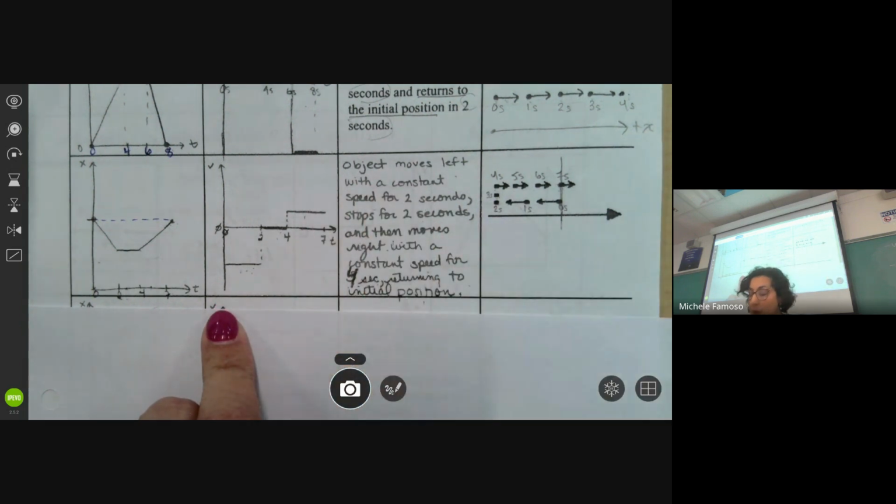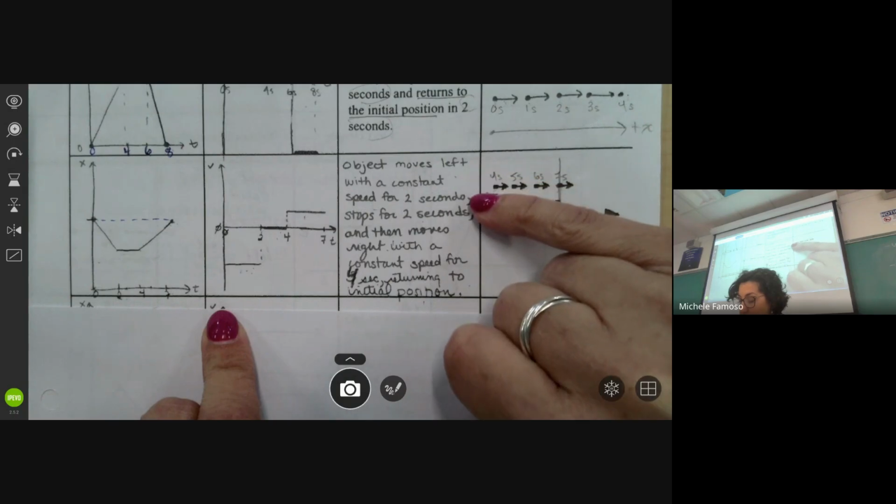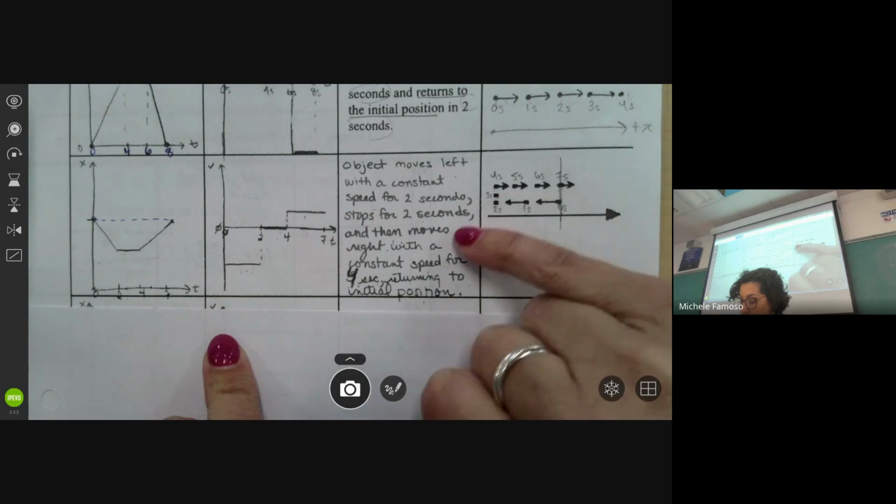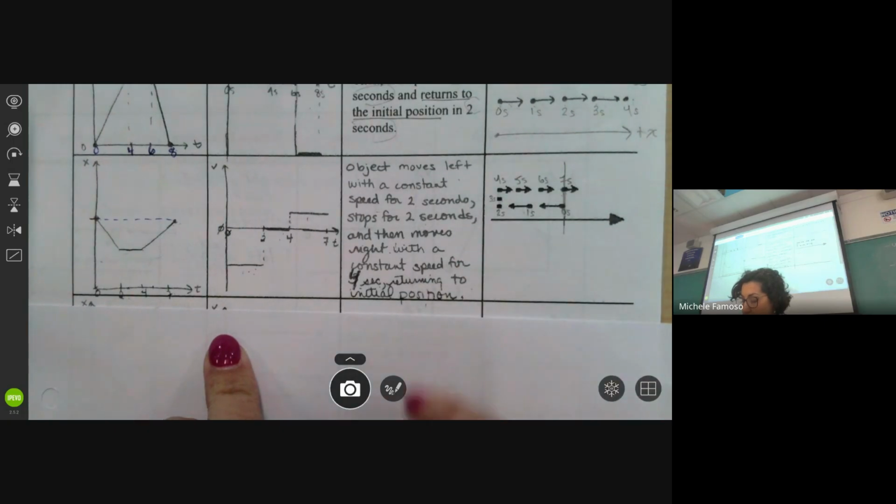So the description, we have an object traveling to the left with a constant speed for 2 seconds. It then stops for 2 seconds, and then it moves to the right with a constant speed for 4 seconds, and it returns back to its initial position.